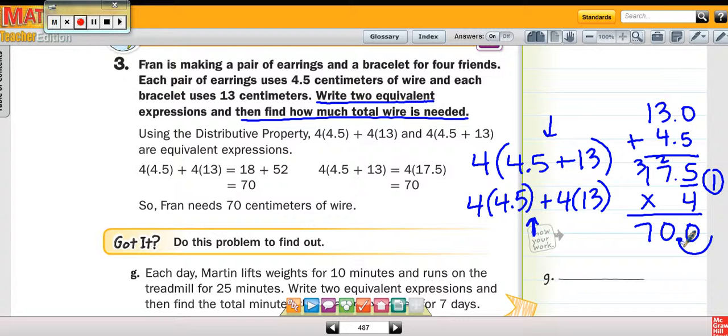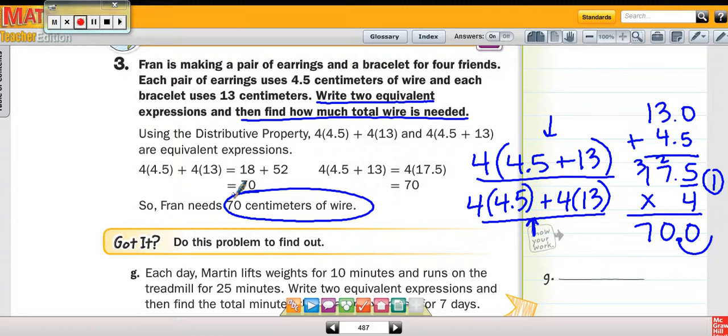What'd you get when you solved? How many of you used this first one? Added and then multiplied? What'd you get? Okay. What'd you get? 70. Those of you who used the second one, what'd you get when you solved? 70 centimeters. So no matter what, we're going to get that Fran needs 70 centimeters of wire.